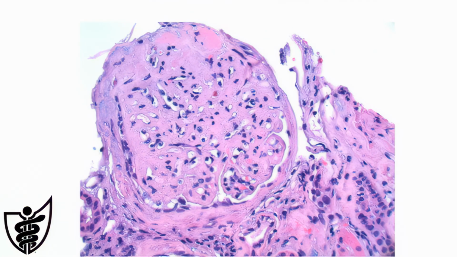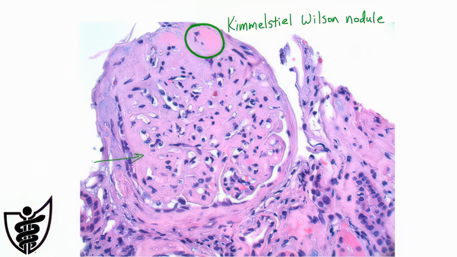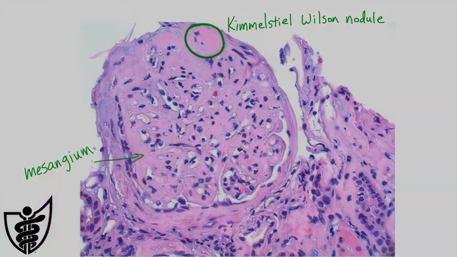So here, on light microscopy, there's this round pink acellular nodule, which is a Kimmelstiel-Wilson nodule. Definitely be able to recognize that as a feature of diabetic nephropathy. And you also see how dense the mesangium is through here. Not a lot of cells, but a ton of that mesangial matrix. And the capillaries aren't nearly as prominent as they would be in a healthy glomerulus.